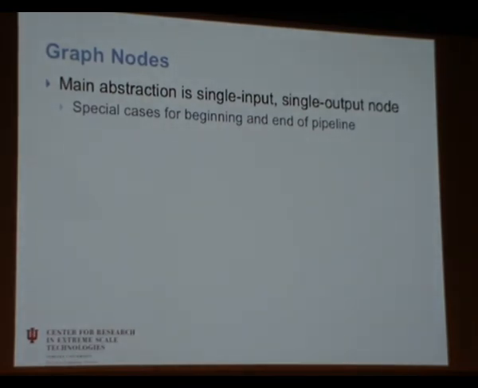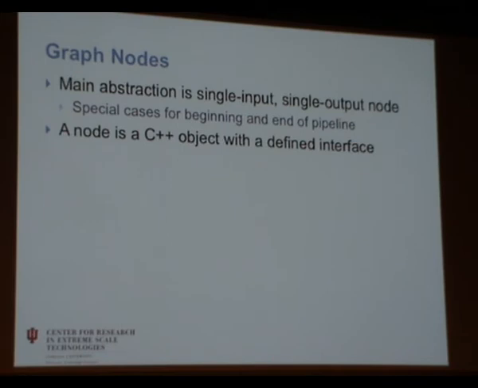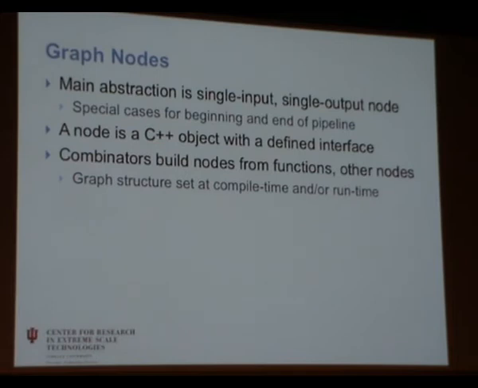And so in the flow graphs, the main abstraction is a single input, single output node, and there are special cases for the beginning and end of the pipeline. A node is a C++ object with a defined interface. Now, this interface is not in the sense of an object-oriented interface. It's effectively a concept. It requires certain functions, some of which are polymorphic. And so we are actually using higher rank polymorphism here. So there are combinators that build nodes from functions to build these function nodes and other nodes. And the structure is mostly set at compile time, but can be plugged in at runtime as well.